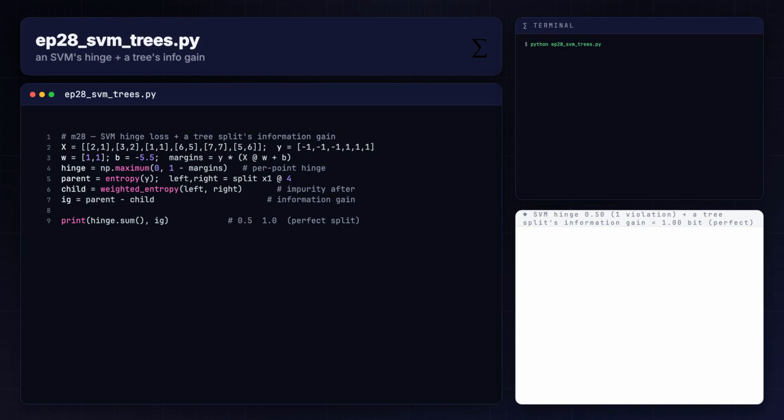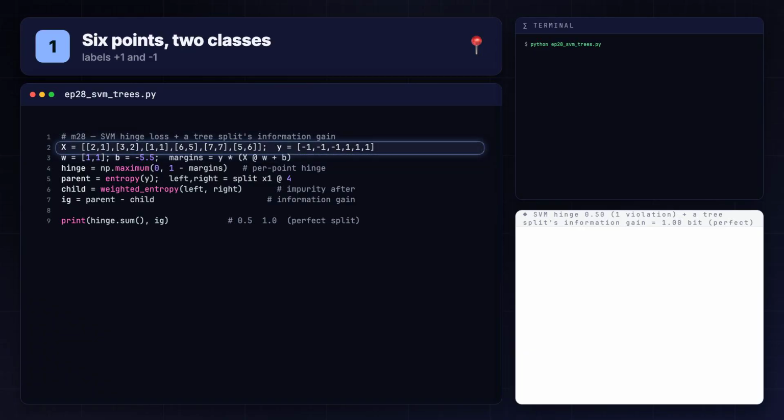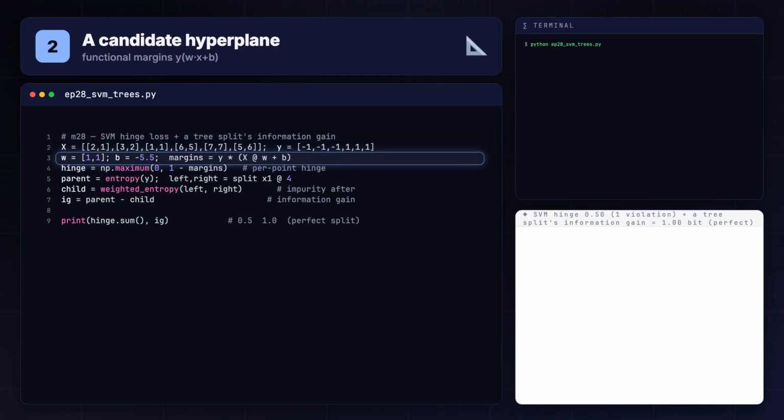Here's the whole thing in one file. We'll score one SVM hyperplane's hinge loss on 6 points, then measure the information gain of a single tree split on the same data. We seed and lay out 6 two-dimensional points in two classes and label them plus and minus 1. We pick a candidate hyperplane, a weight vector and a bias, and compute each point's functional margin, label times distance to the line.